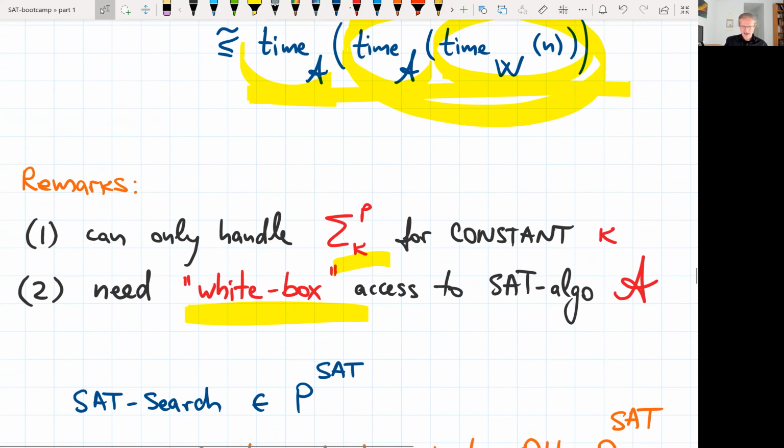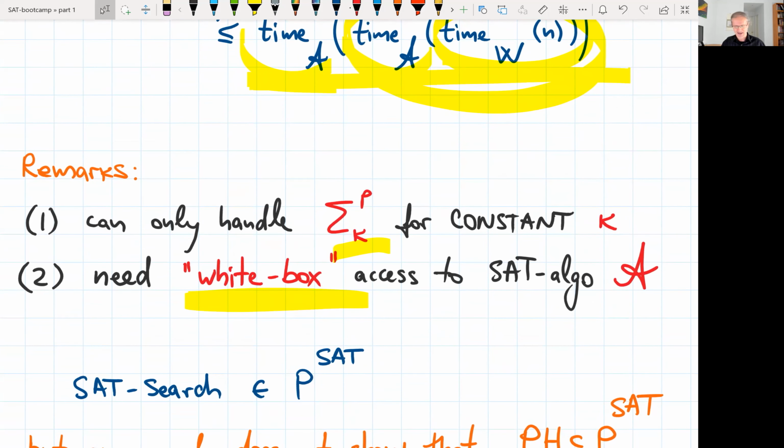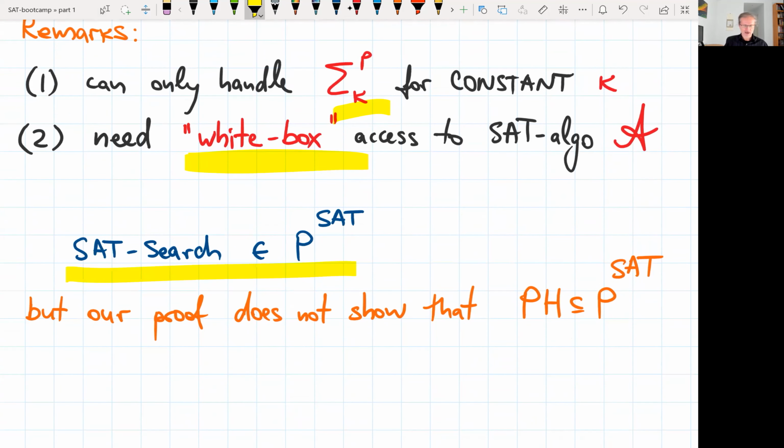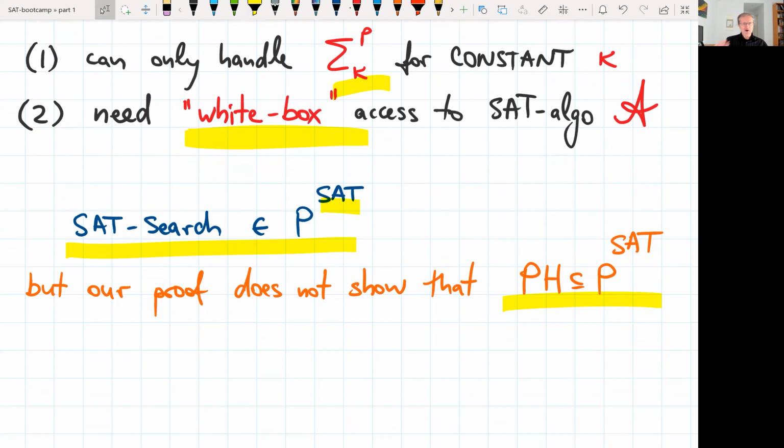It's not enough for you to have only black box access to the SAT algorithm. And that's what I mean by we need white box access to SAT algorithm A, as opposed to black box access that was enough for us to solve SAT search. To solve SAT search, black box access to SAT algorithm is enough to do it in polynomial time, but our proof does not show that the polynomial time hierarchy can be solved in polynomial time with only black box oracle access to SAT. Okay. We'll come back to that in a moment.